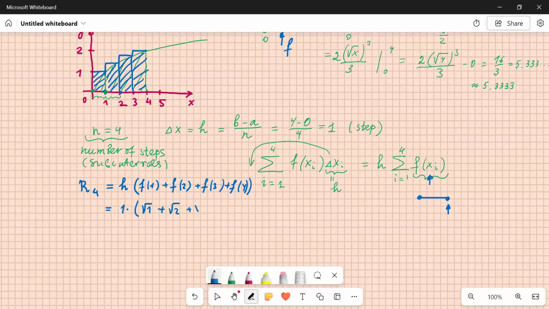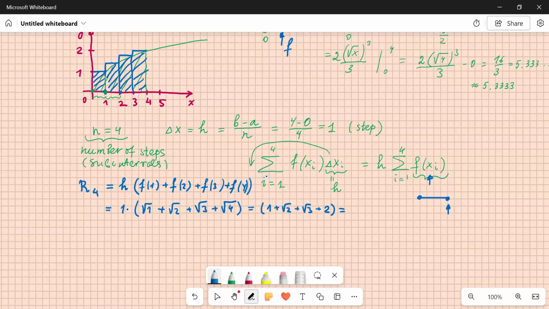Square root of 2, square root of 3, and the square root of 4. So we are just going to add up all these square roots and multiply by 1. Well, multiplication by 1 is going to do nothing. We do know that square root of 1 is equal to 1, so maybe I'm just going to put 1 plus square root of 2 plus square root of 3, and the square root of 4 is equal to 2. So let's calculate it, and give me a second.